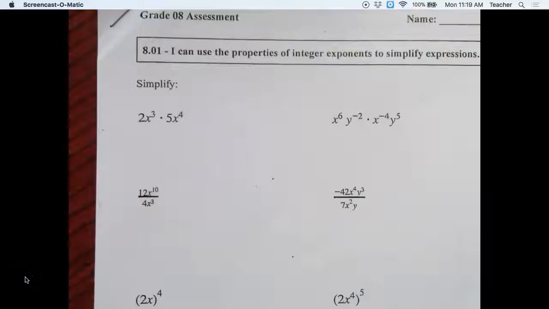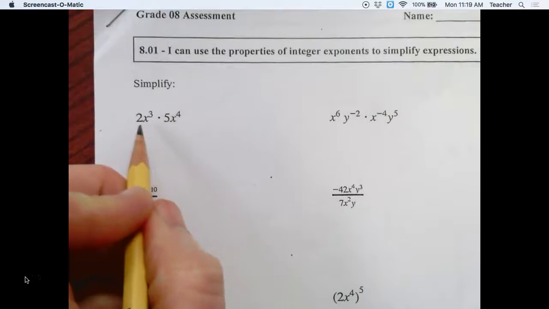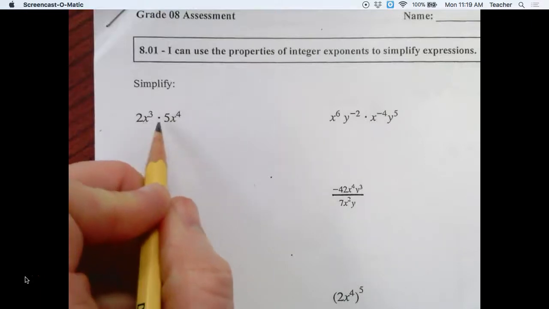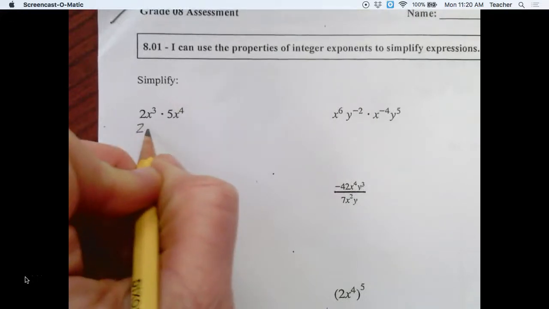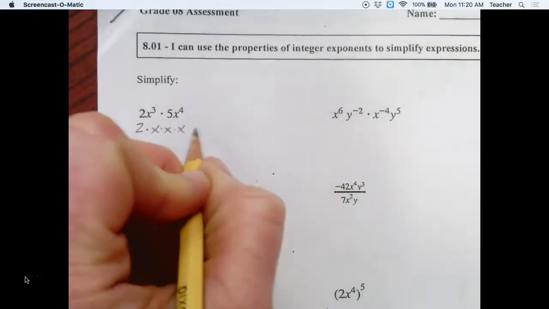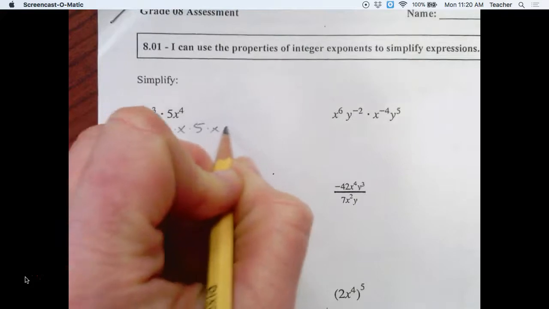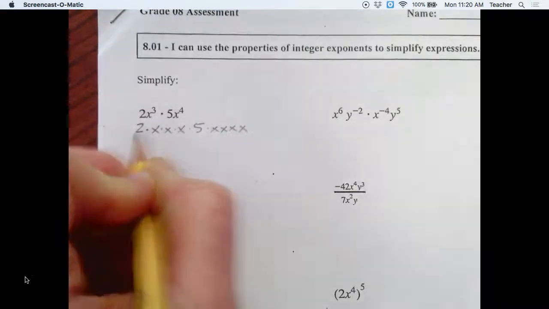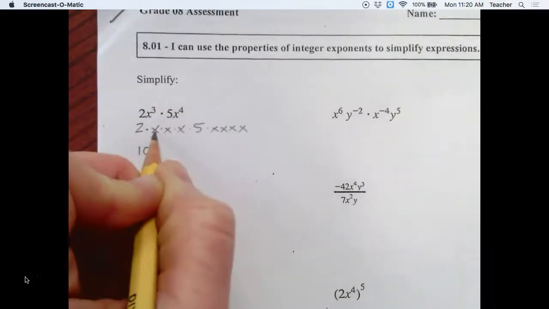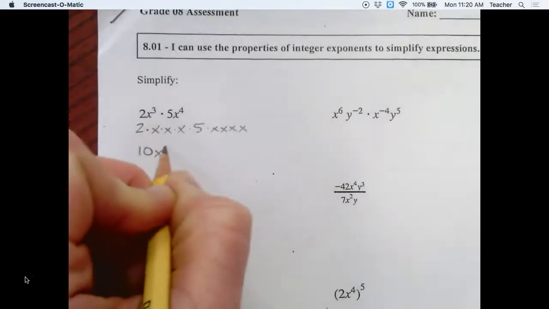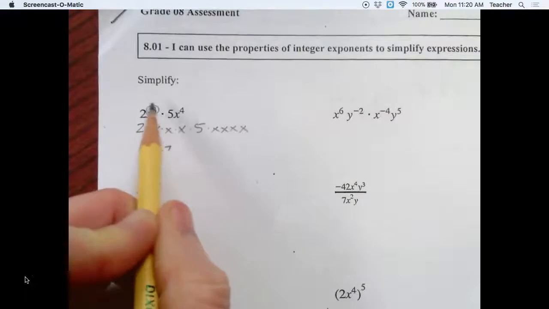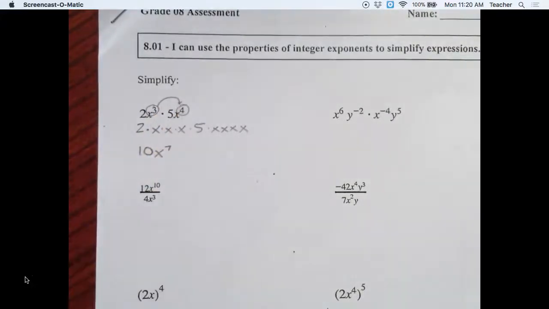I can use the properties of integer exponents to simplify expressions. So this is 2 times x to the third times 5x to the fourth. If we write this all out, it's 2 and there's 3 x's times 5 and there's 4 x's. 2 times 5 is 10. And how many x's are being multiplied? It's 7. So we could have just added these exponents. It was one of the rules.